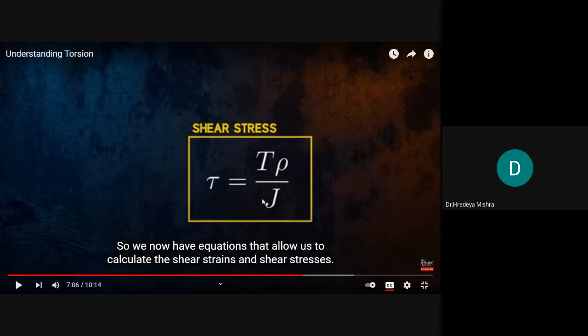And the polar moment of inertia, what does the polar moment of inertia depend on? That is depending on the area. So it depends on the area, so what will happen is that the more the area, the more tau will reduce. Okay.